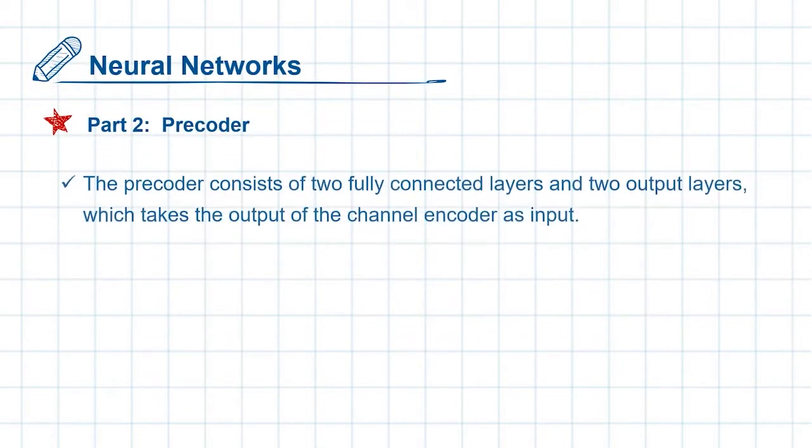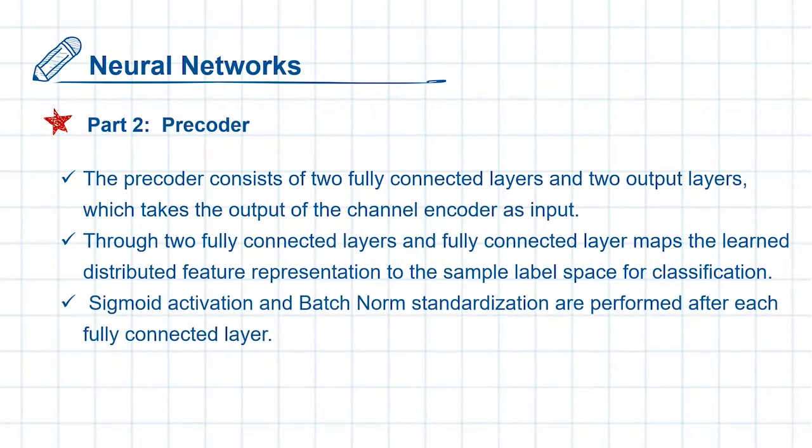The precoder consists of 2 fully connected layers and 2 output layers, which takes the output of the channel encoder as input. Through 2 fully connected layers and a fully connected layer, it maps the learned distributed feature representation to the sample label space for classification. Sigmoid activation and batch normalization are performed after each fully connected layer.